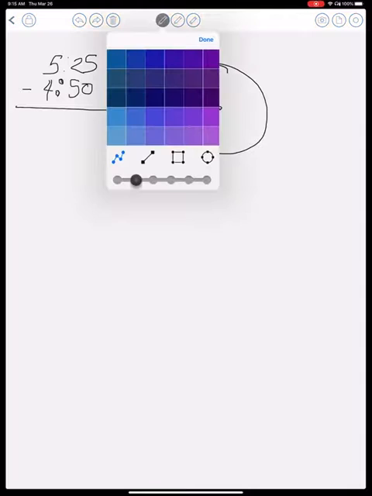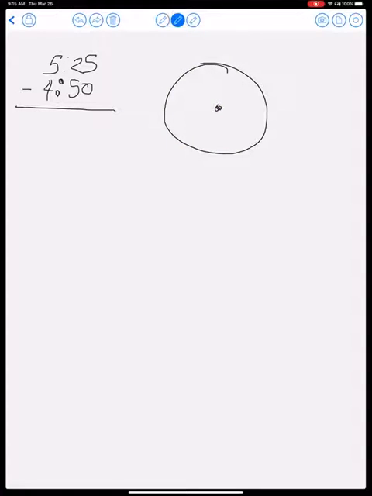Let's see. Can I change my colors? Doesn't really let me do much changing in colors. So, oh, highlighter.